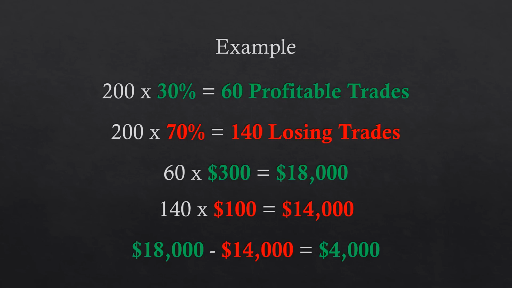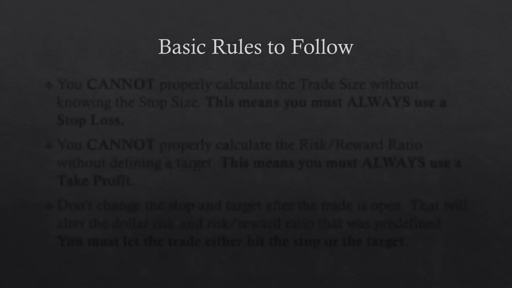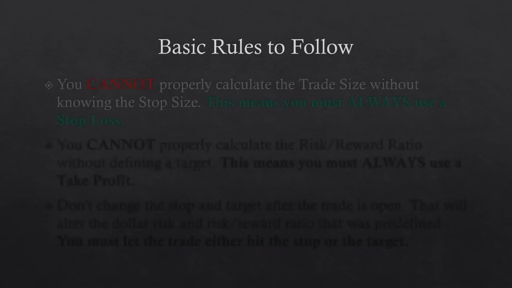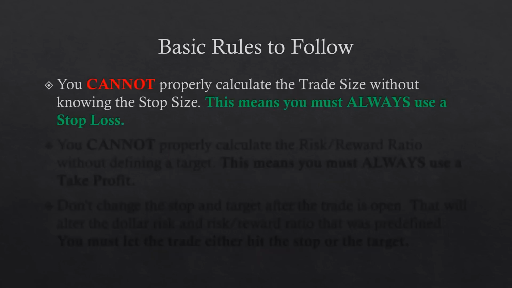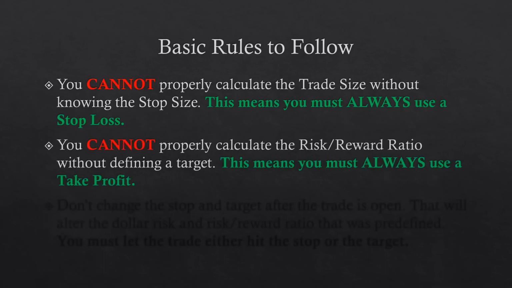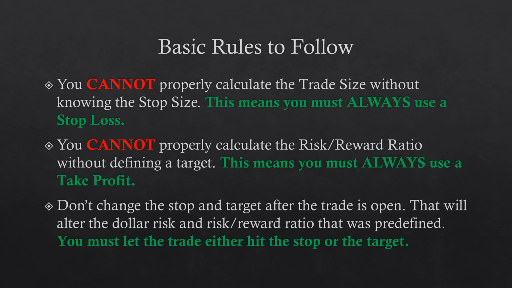Given these simple ideas about money management, we can reach a few conclusions and raise a couple of questions. Number 1, you cannot properly calculate the trade size without knowing the stop size first. That means you cannot trade without a stop loss. Number 2, you cannot calculate your risk-reward ratio properly without establishing a target. That means you cannot trade without a take-profit target. Number 3, once the trade is open, you cannot change the stop loss and take-profit orders because that will alter your predefined dollar risk and your risk-reward ratio.